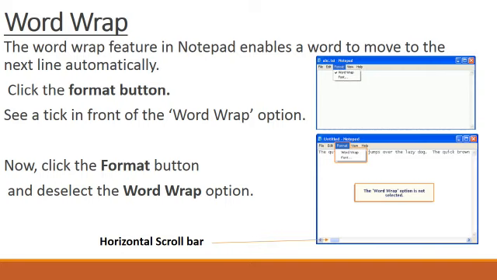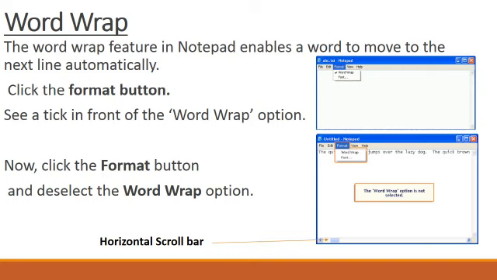And you can see by clicking the format button, there is a tick in front of the word wrap option. That means this option is already checked, and whenever you are going to write something in Notepad window, your word is automatically going to be shifted to the next line. But if you uncheck this option, अगर आप इस option को uncheck करते हैं, then what will happen?